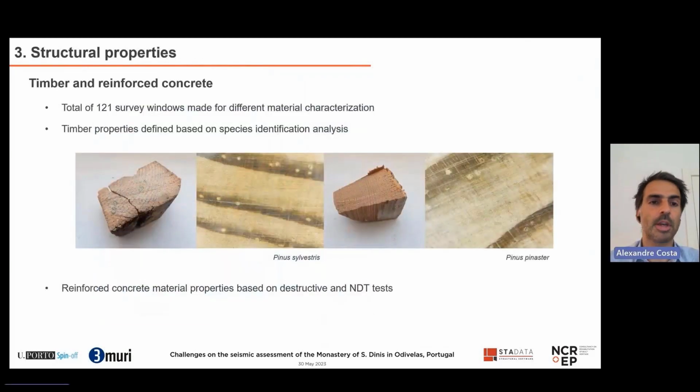Regarding structural properties, 121 survey windows were made for timber, reinforced concrete, and masonry characterization. For timber, the properties were defined based on species identification analysis, mainly pinus. Then for reinforced concrete, several core samples were made, as well as rebound Schmidt hammer tests.